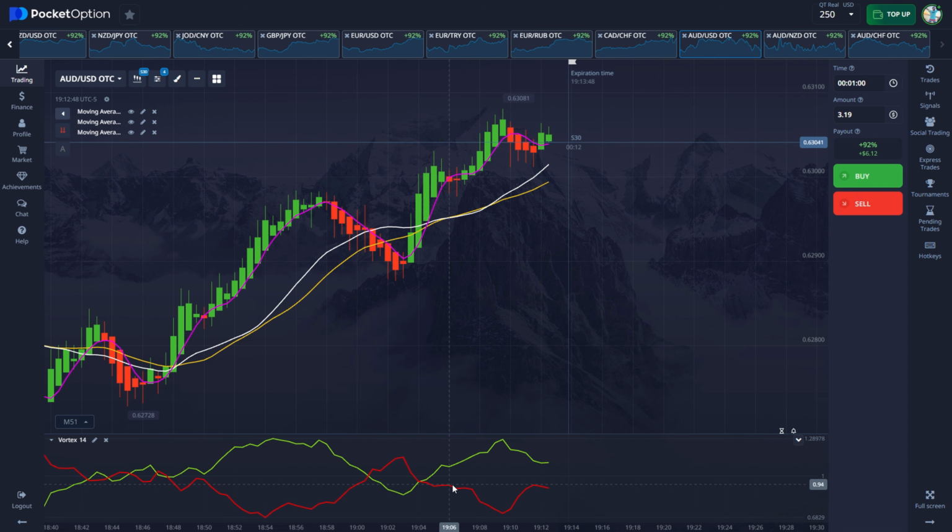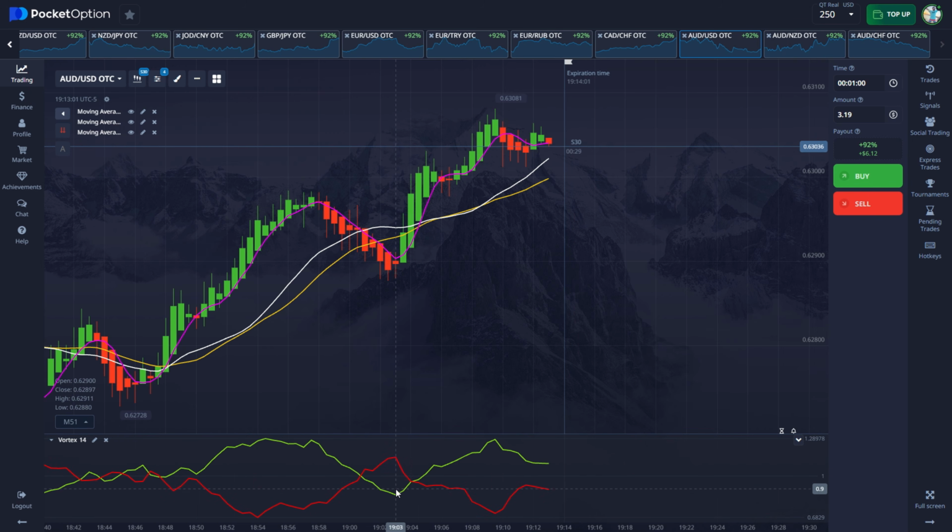How the Vortex works is when this crosses, this is showing bullish momentum and then bearish momentum. So when these cross, green is a downward trend and then an upward trend. So you can see here that as this started to move down, there was a cross and then it got to the bottom here. And then as it started to make its way back up, we crossed again and went above.